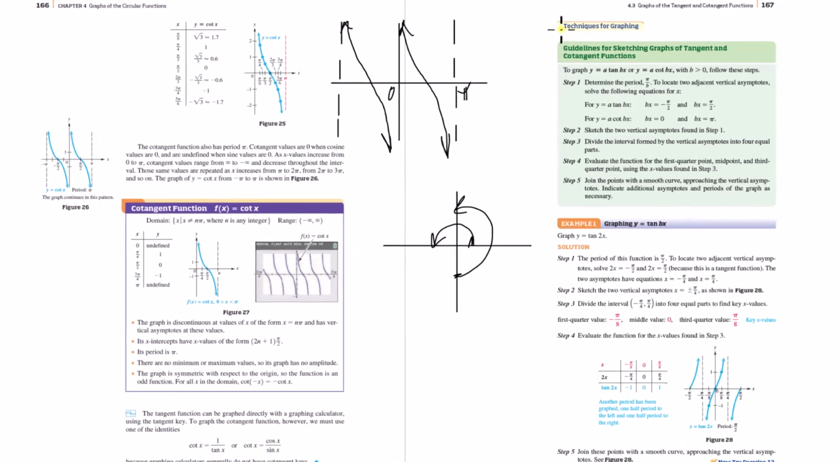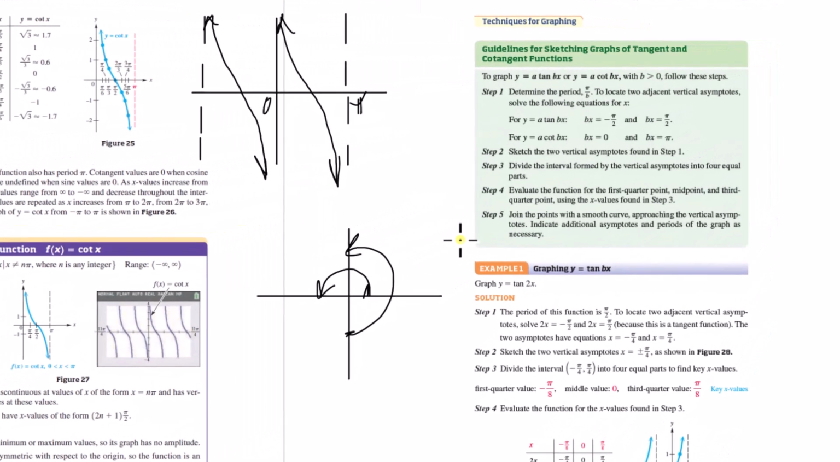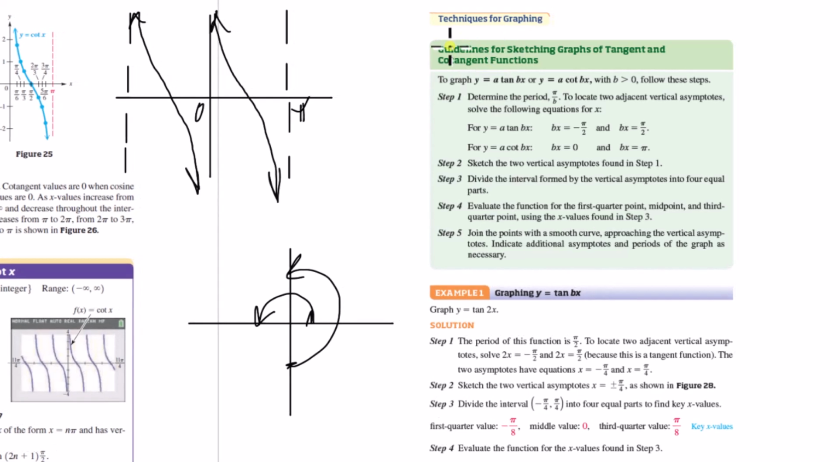All right, so we're going to sketch tangent and cotangent. So let's see the guidelines they give to make this as simple as possible. So step 1, determine the period. The period could be adjusted, right, by scaling about the x-axis.